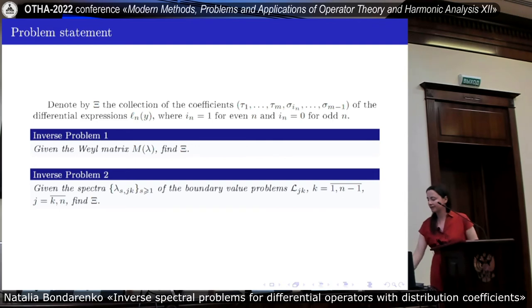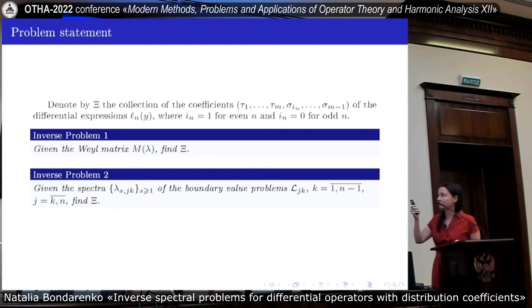And so here is the problem statement. Denote by xi the collection of the coefficients tau k and sigma k of the differential expression. Then the first inverse problem is: given the Weyl matrix, find these coefficients. And the second problem is: given the spectra of the described boundary value problems, find xi. By the previous arguments, if we have the spectra, we can construct the Weyl matrix, and that's why it's worth considering the first problem, and further we will focus on the first inverse problem.